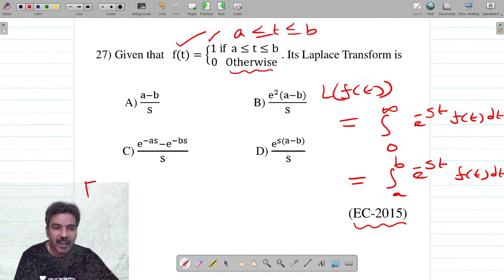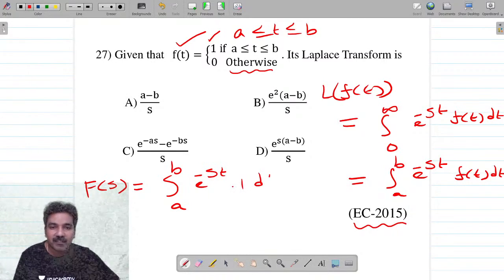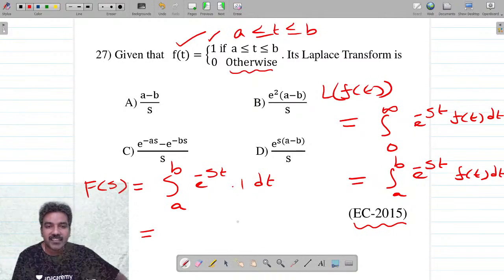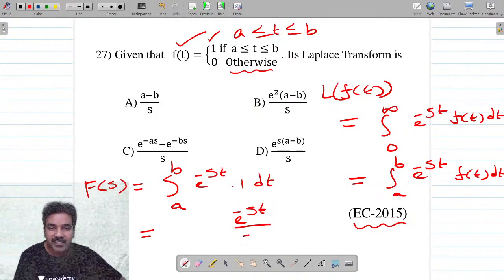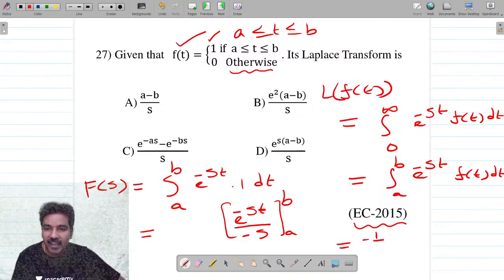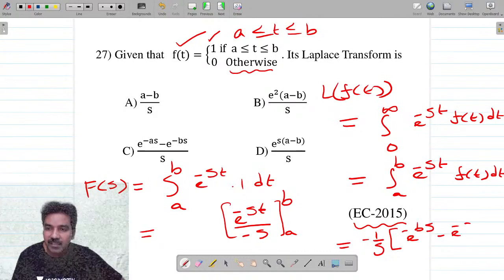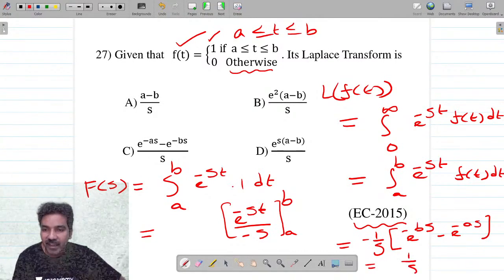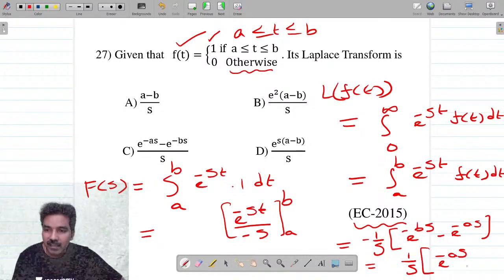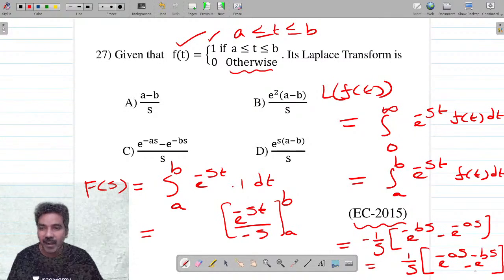So therefore, capital F of s, which stands for Laplace transform, is integral a to b e power minus st. Between a to b, the function is 1. Now apply the integration of e power minus st. So this is e power minus st divided by minus s. Apply the limits. Here minus 1 by s is constant. Replace t by the upper limit: e power minus bs minus e power minus as. So this is 1 by s into (e power minus as minus e power minus bs). So its Laplace transform is 1 by s into (e power minus as minus e power minus bs).